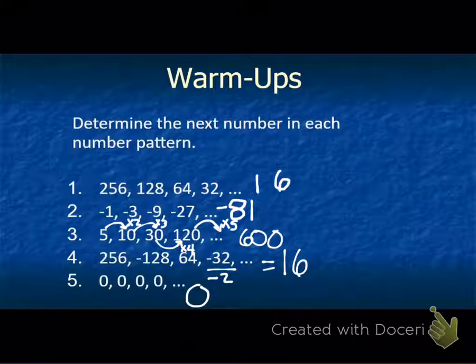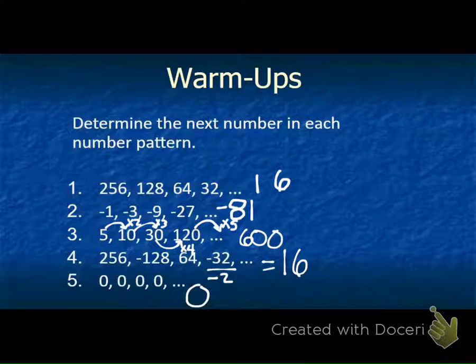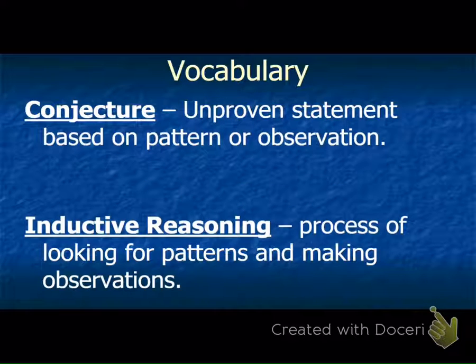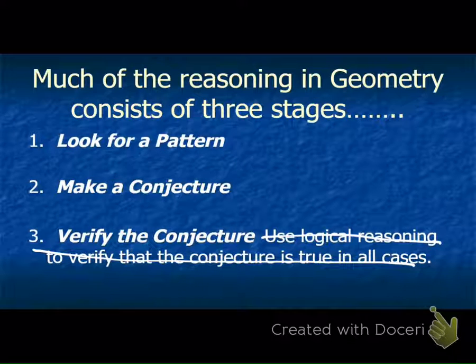Questions on any of these? All right. Let's move on. 1.2 is inductive reasoning. So the objective is to use inductive reasoning to make conjectures, and we are going to learn all of that. Now you will have vocab words on a lot of your notes.